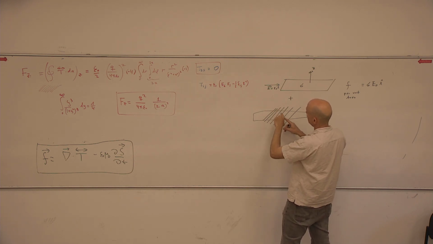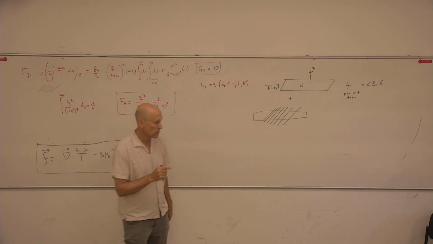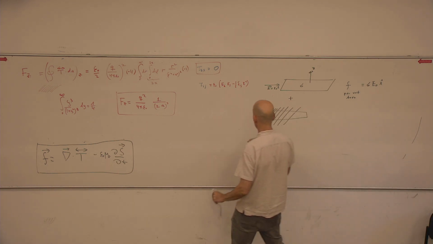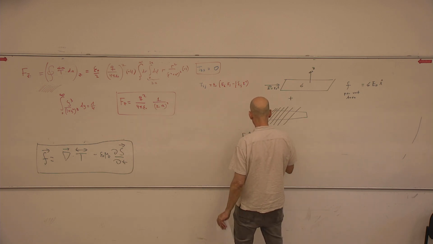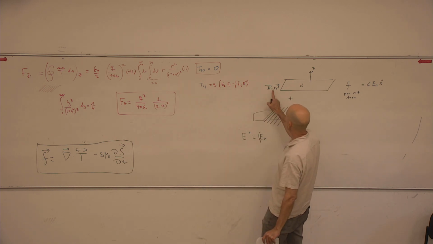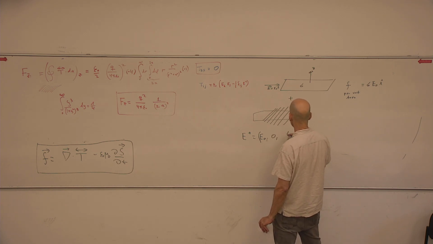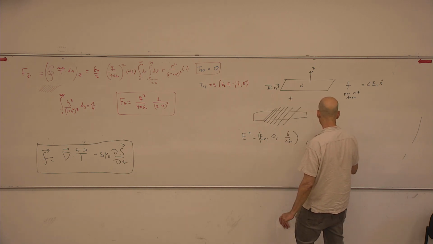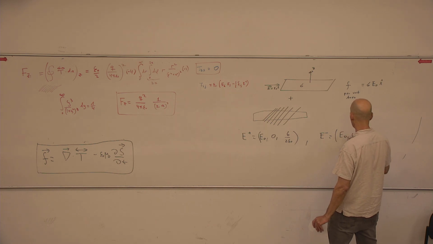What will happen eventually is that some of the contributions on top and bottom will cancel. This is why it's worthwhile doing this exercise. It's not totally trivial here. So rather briefly, what is E plus? This is E on top. This is given by E0. This is the field in the x direction. There's nothing in the y direction. And then you have sigma over 2 epsilon 0. What is E minus? E minus is E0, 0, minus sigma over 2 epsilon 0.